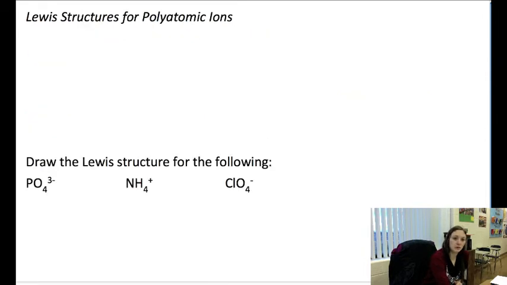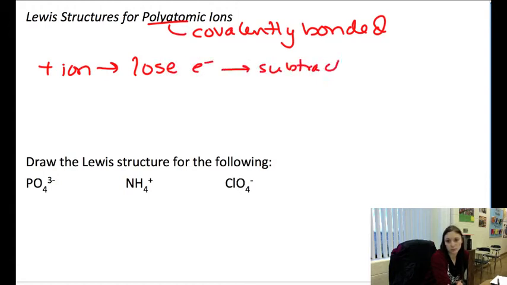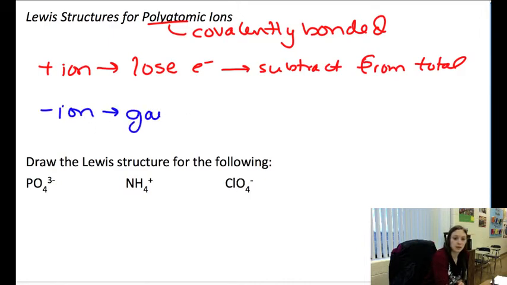All right, let's go ahead and draw the Lewis structures for the polyatomic ions. First thing we're going to do is remember that when we look at polyatomic ions, these are all covalently bonded. So it's nothing new. What we do have to be careful of is that they are ions. Well, if it's a positive ion, that means that we need to lose electrons, so we subtract from the total. If I have a negative ion, that means I'm going to gain electrons, so you add to the total.